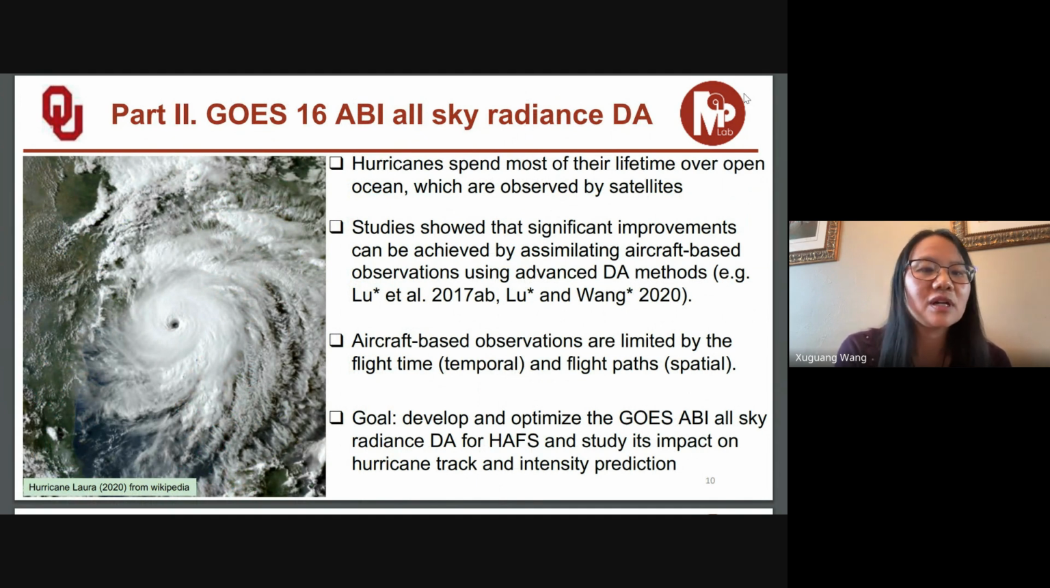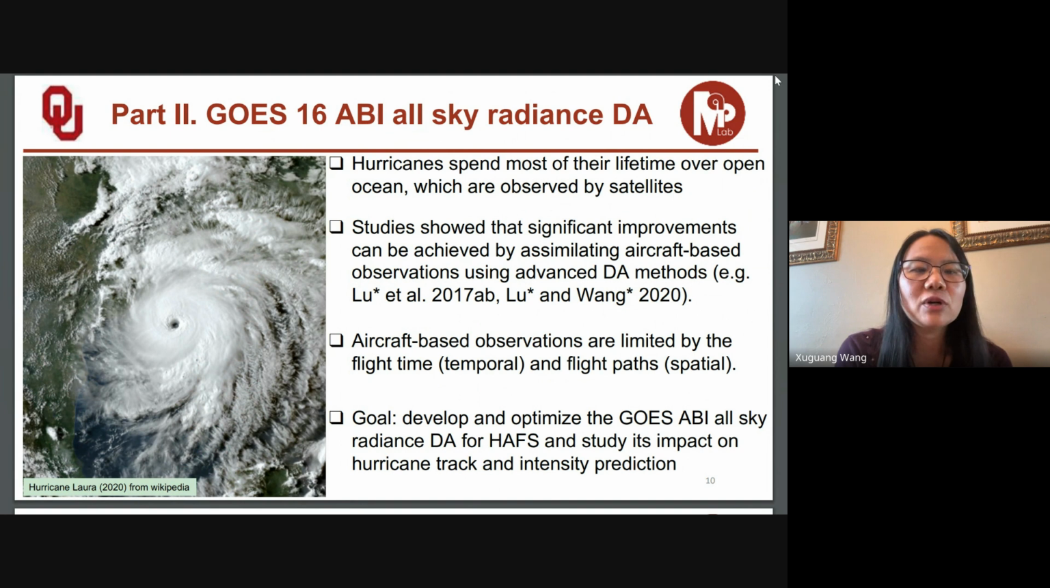And so far the conference has a lot of talks on aircraft observations, and we indeed found in our past study that if we use advanced data assimilation methods and assimilate those observations, it indeed can show improvements for hurricane predictions. However, aircraft observations are limited by space and time.